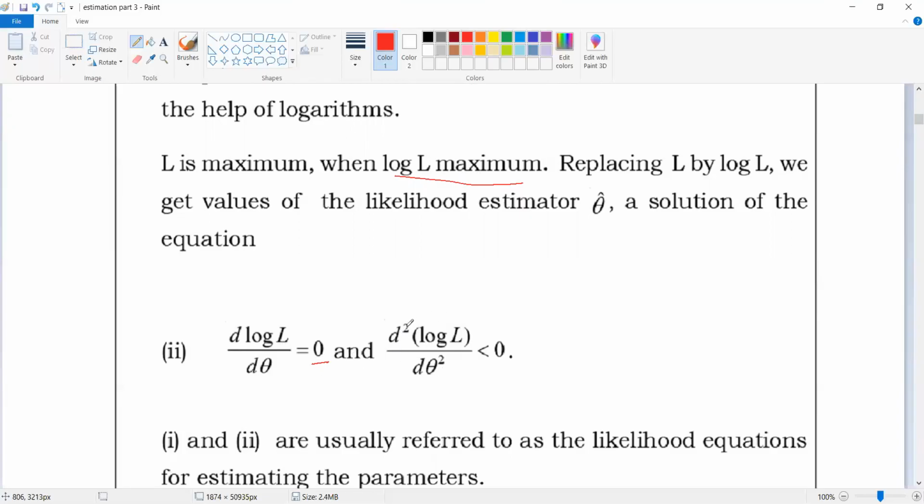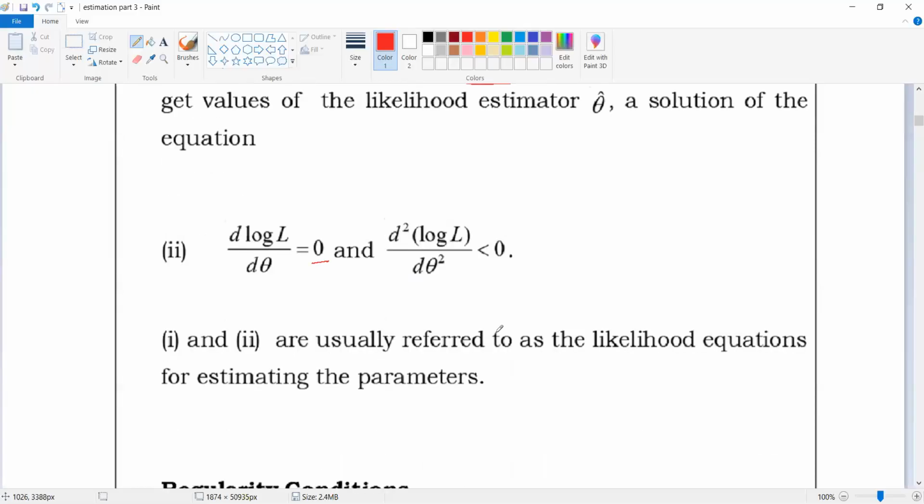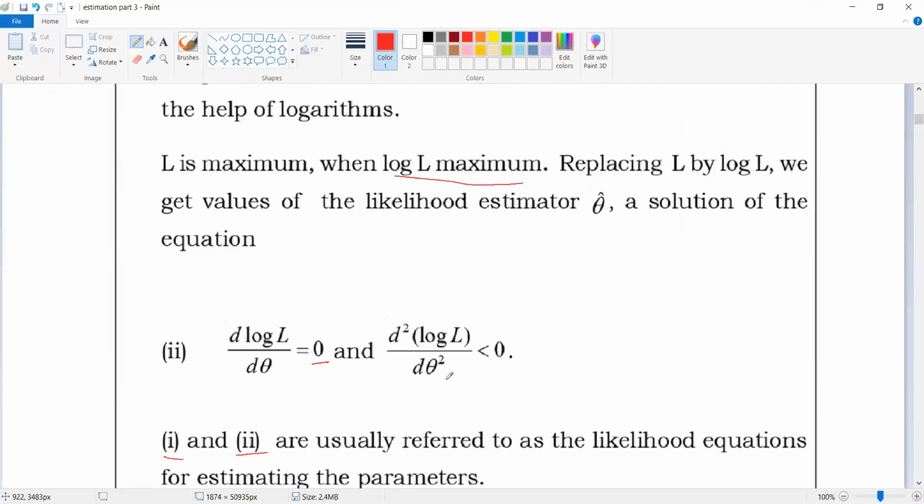Substitute the theta values in the second derivative. Whichever theta value gives less than 0, log L is maximum at that point. Therefore the theta value that maximizes L is called the maximum likelihood estimator of the population parameter. So point 1 and point 2 are usually referred to as likelihood equations for estimating the parameters. This is the process. This is a procedure, and I am giving one example. Using this procedure, we can easily find the MLEs.